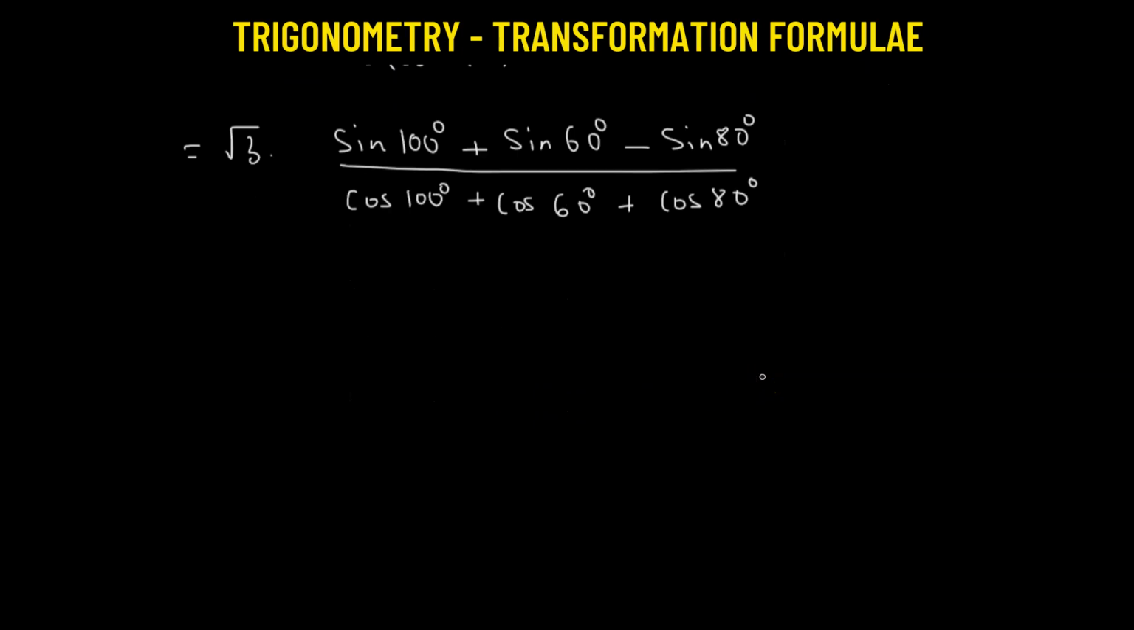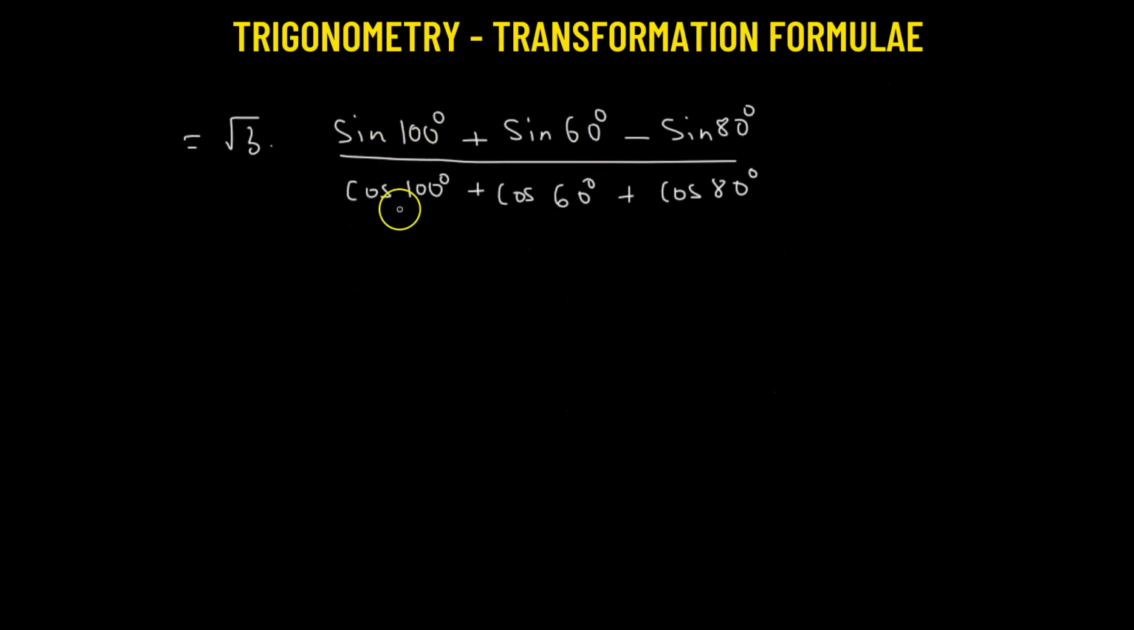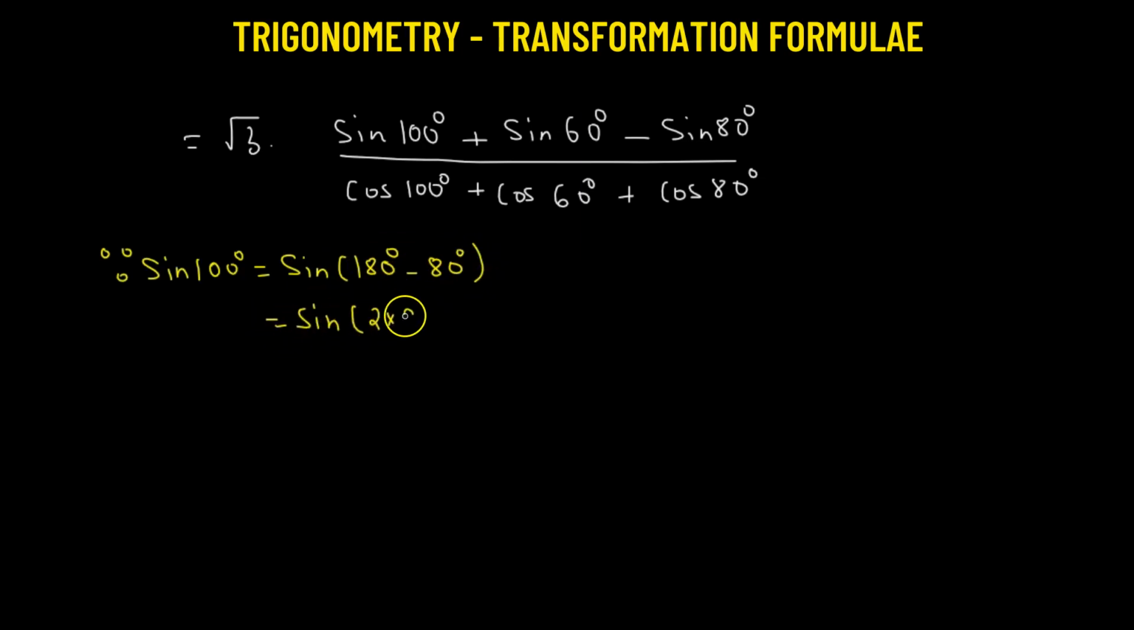Fine. Now let's work with sine 100 degrees and cosine 100 degrees. Now we know that sine 100 degrees can also be expressed as sine of 180 degrees minus 80 degrees. And we can further express 180 degrees as a multiple of 90 degrees. So we get 2 times 90 minus 80 degrees. The reason why I'm writing in this fashion is because we have an even multiple of 90 degrees, which means the sine function is not going to transform, it's going to stay sine, but the new angle is going to be 80 degrees. However, we'll also have to be careful about the sign here.